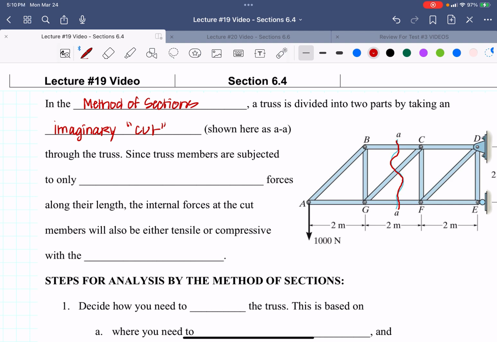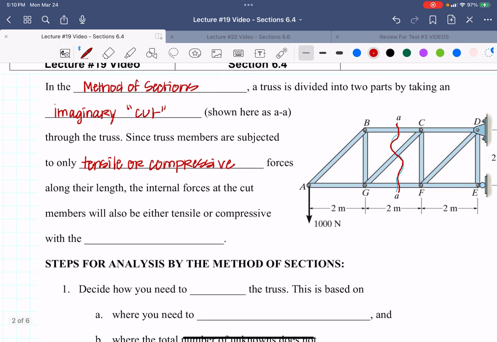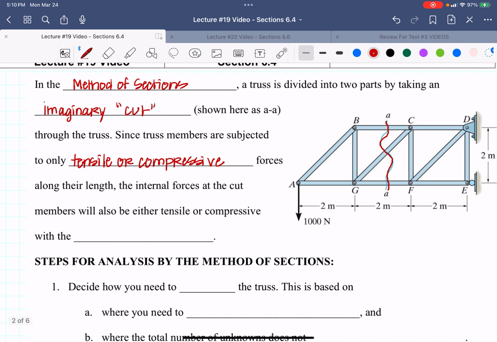And since our truss members are subjected to only tensile or compressive forces along their length, then the internal forces at the cut members will also be either tensile or compressive with the same magnitude.